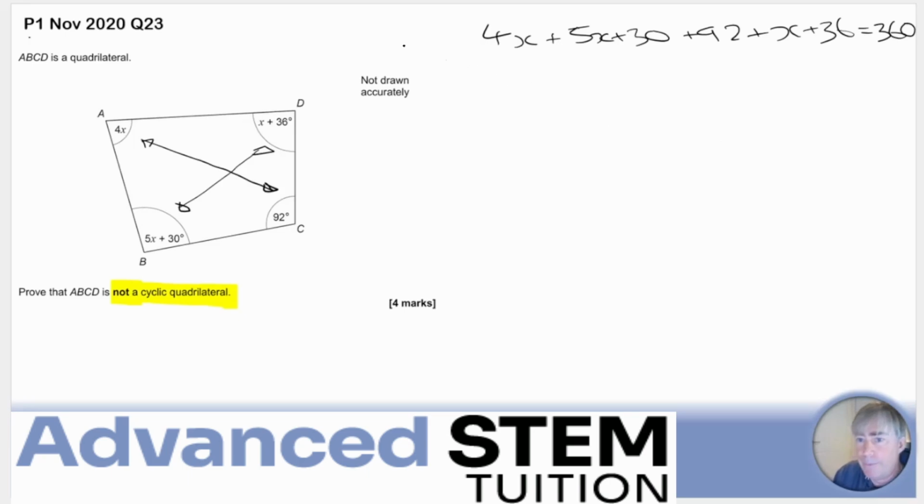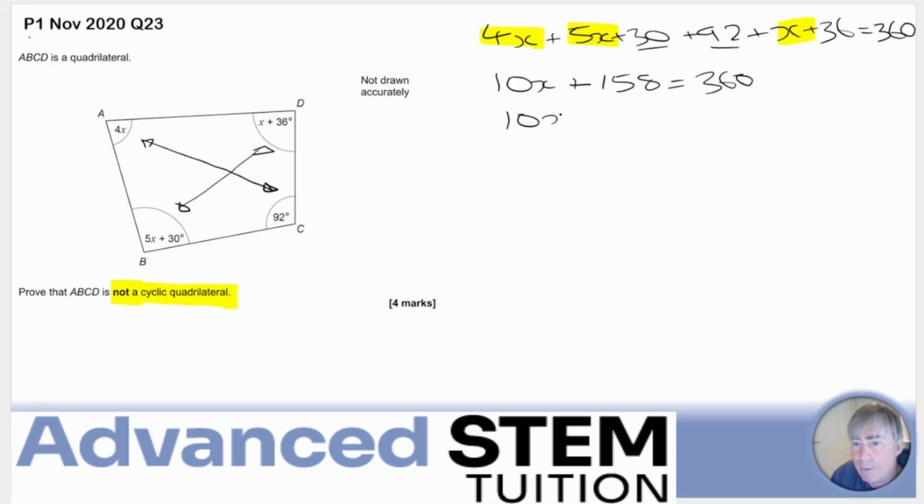So we can simplify this. We're going to collect all our x terms together. We have 4x, we have 5x, and we have x. So that's going to make a total of 10x, nice and simple for a non-calculator paper. And then we're going to add together our numerical terms. So we've got 30 plus 92 is 122, and another 36 is 158. So plus 158 is equal to 360.